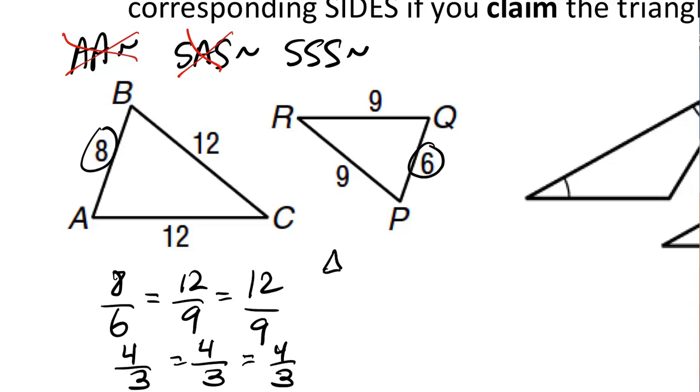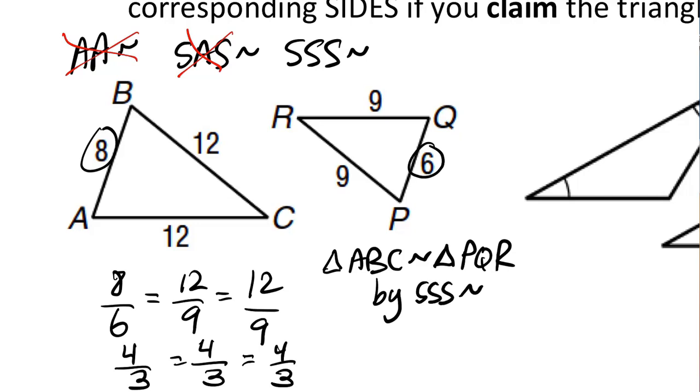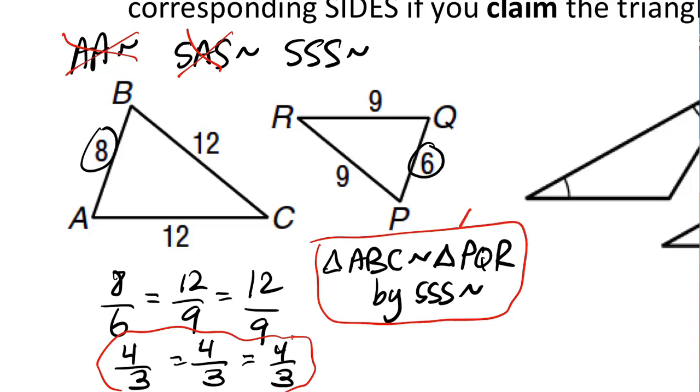So we would say triangle ABC is similar to PQR by side-side-side similarity. So you need to show your work that the sides are proportional. You need to include the similarity statement, how the two triangles are similar, and you need to justify your answer based on one of the theorems or postulates.